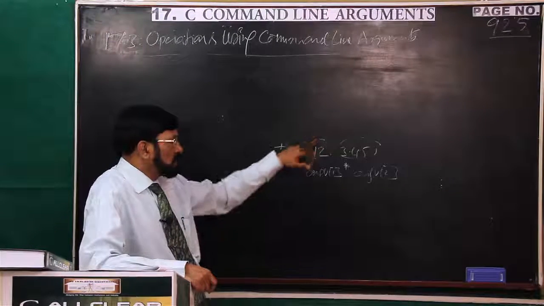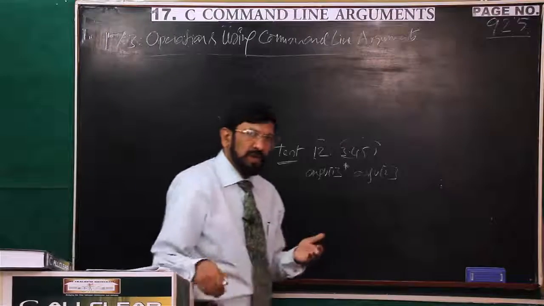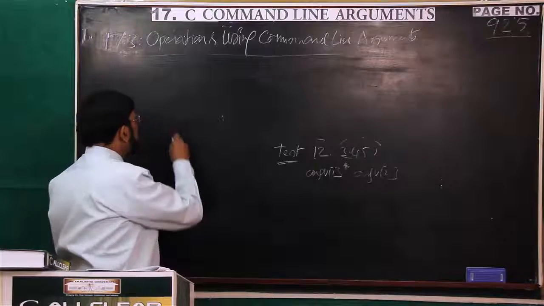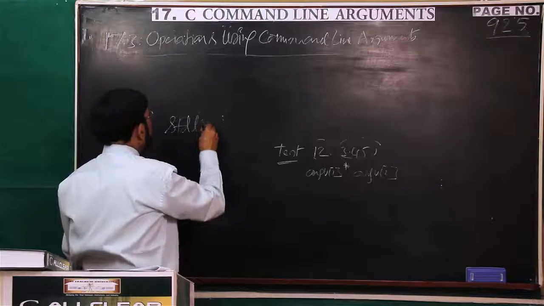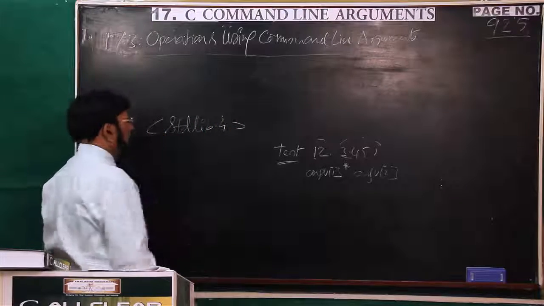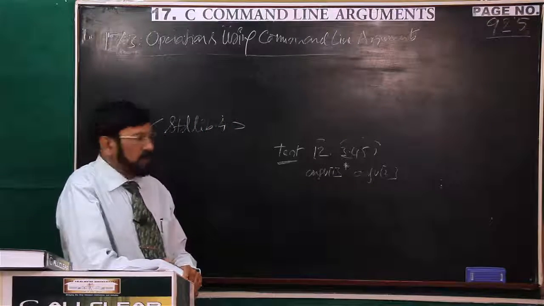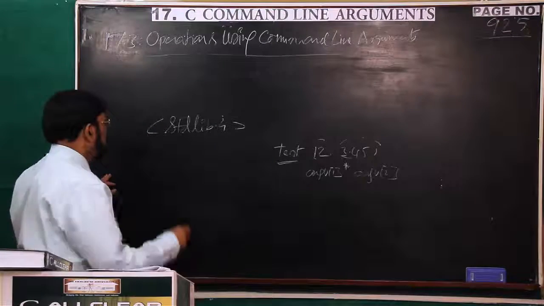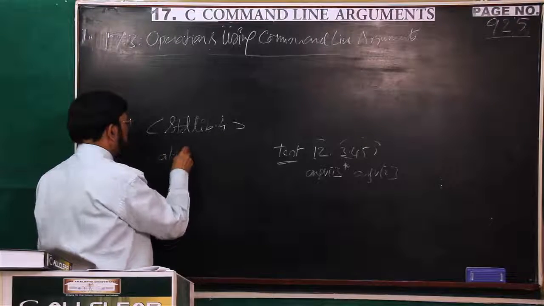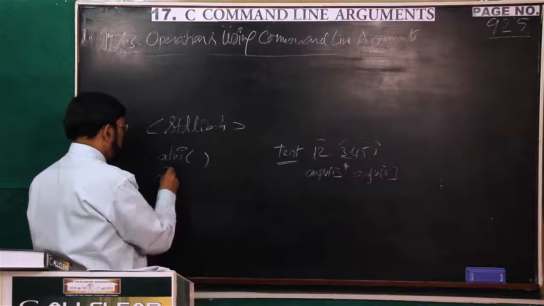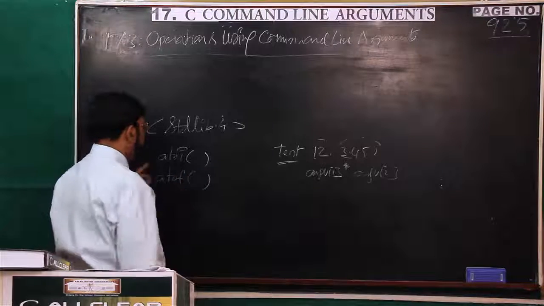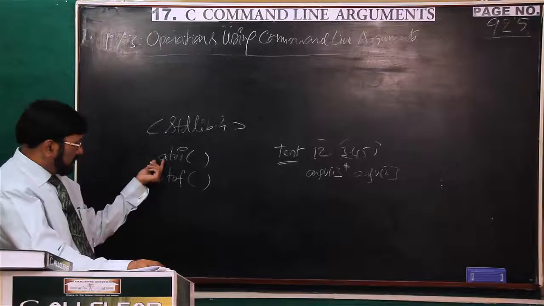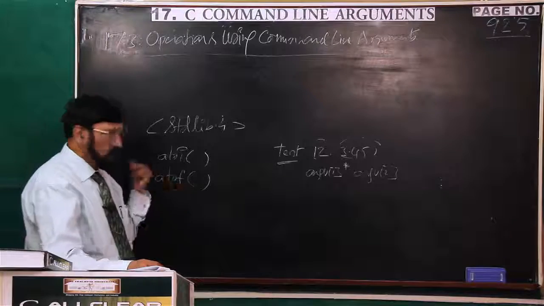For this purpose, how can we remove the wrapper? That means, how can we convert strings into the original format? Actually, stdlib.h is the header file. This header file provides us some corresponding library functions. Those are atoi, and second one is atof. That means ASCII to integer, ASCII to floating point. The string is an ASCII one.